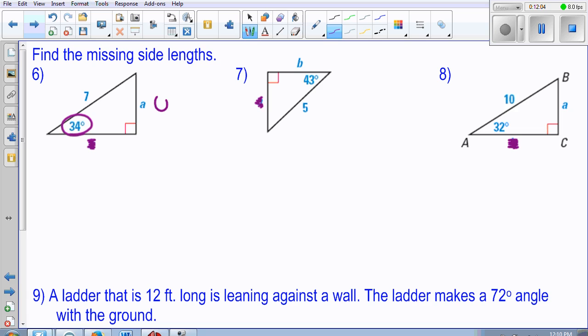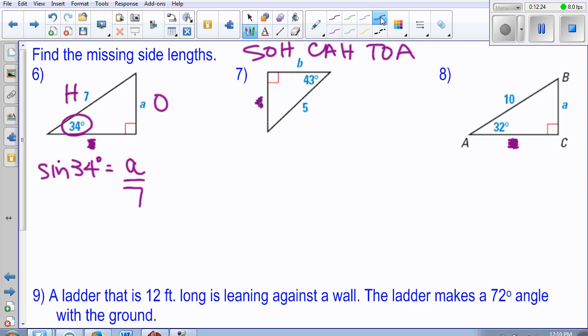The A is on the opposite side. The 7 is on the hypotenuse. So if we're going to use a ratio, O and H, according to SOHCAHTOA, O and H tell us that we're going to use the sine ratio. So sine of 34 degrees is equal to A over 7. Just like with tangent, depending on where your variable is, in this case in the numerator, it will tell you whether you're supposed to multiply or divide. Since the A is in the numerator, we're going to multiply in order to solve for my variable.